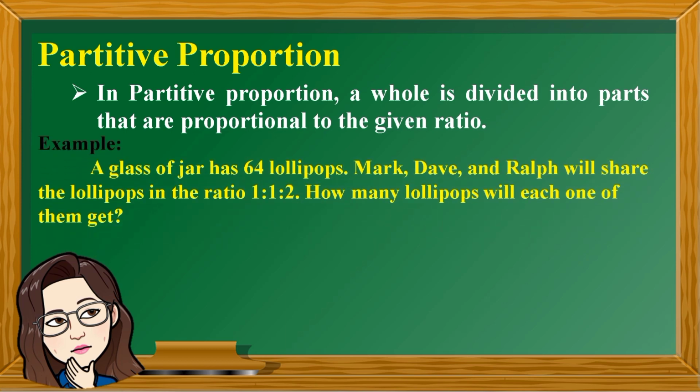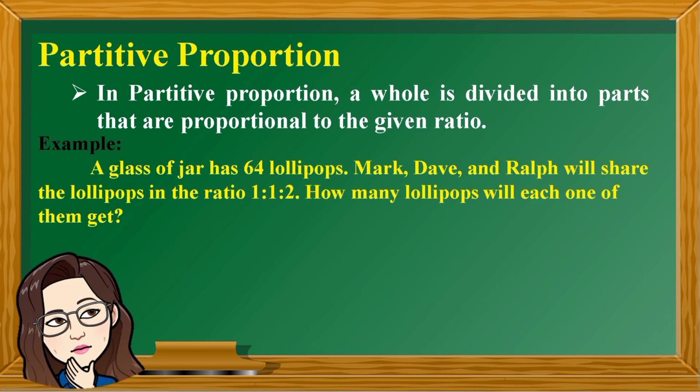A glass jar has 64 lollipops. Mark, Dave, and Ralph will share the lollipops in the ratio 1:1:2. How many lollipops will each one of them get? Write a partitive proportion to solve the problem. In partitive proportion, a whole is divided into parts that are proportional to the given ratio.